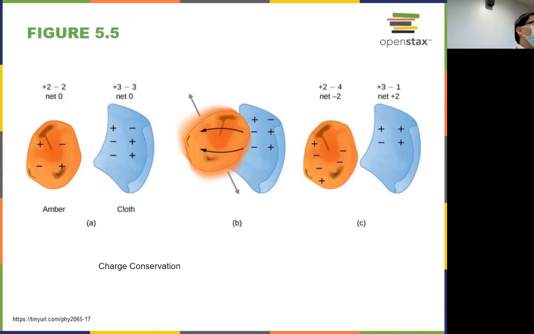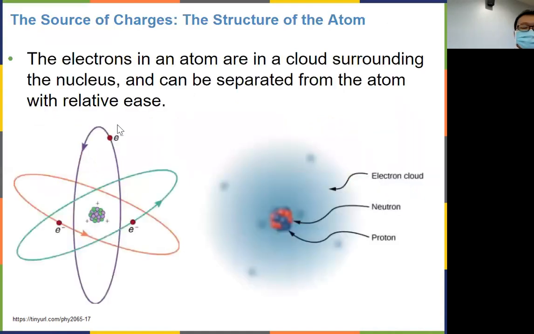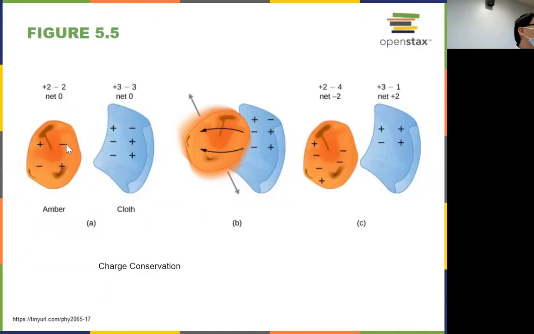So initially the two should be neutral. Say for example, amber, if it has a certain amount of positive charge, it should have the same amount of negative charge. So that should be neutral. And then with this cloth, if you rub them against each other, the amber will pick up more electrons, and this one will lose a couple electrons. So the amber will be negatively charged. This will be positively charged. Okay, so that's basically what happens.